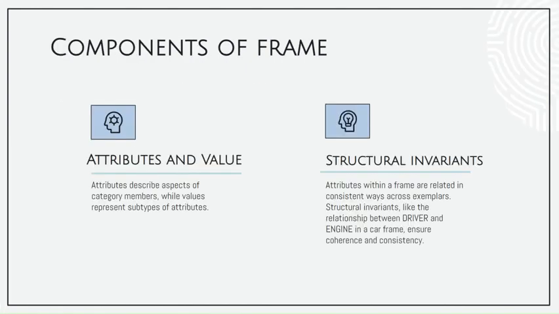There are two components of a frame, the attributes and values, and the structural invariants. The attributes describe aspects of category members, while values represent subtypes of attributes. The structural invariants capture the relationship between the attributes, say, for example, the relationship between the driver and an engine in a car frame, to ensure coherence and consistency.